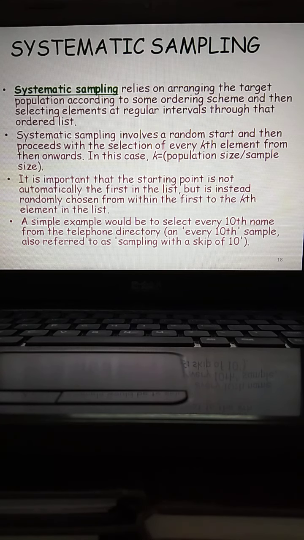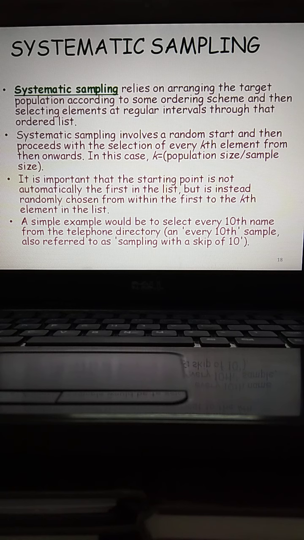Now we go for systematic sampling. What is systematic sampling? The name itself is indicating. So here you are going to select all the sample units in a particular order, a particular systematic order. Understand? One procedure you are going to follow. Hence this method is known as the systematic sampling method. Systematic sampling relies on arranging the target population according to some ordering scheme and then selecting elements at regular intervals through that ordered list.